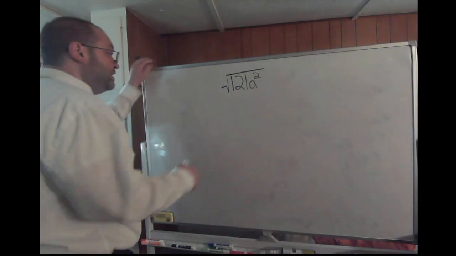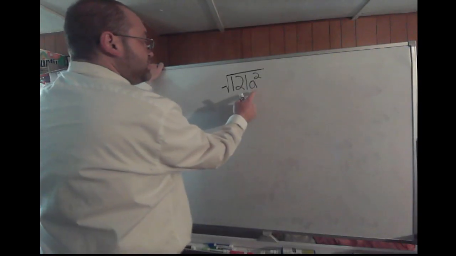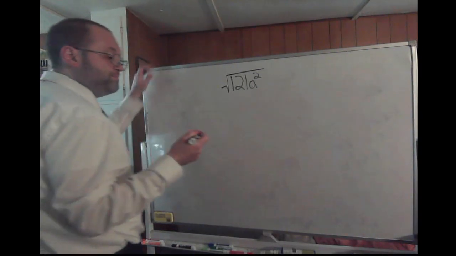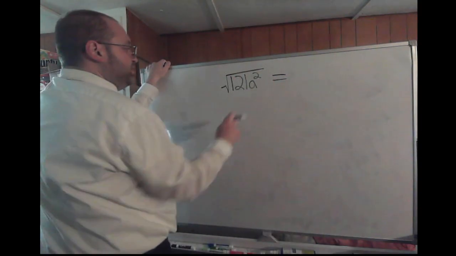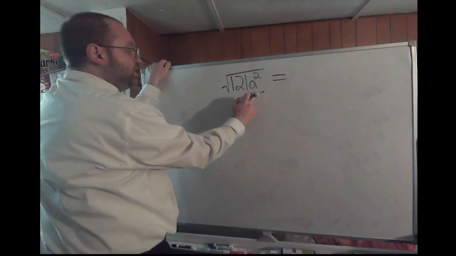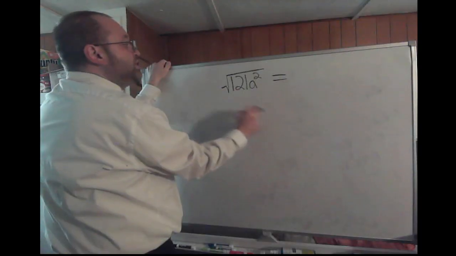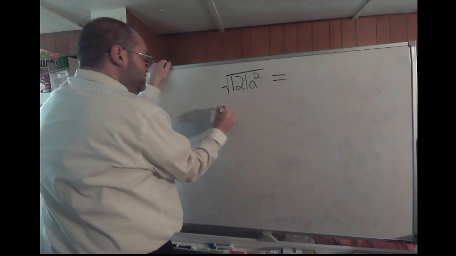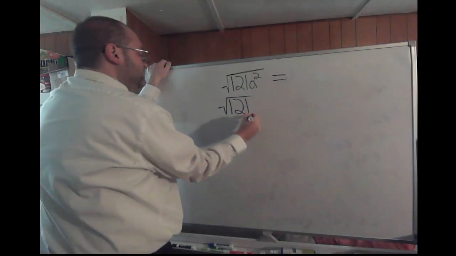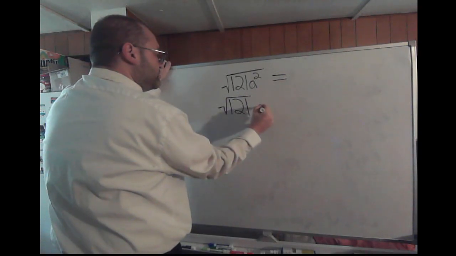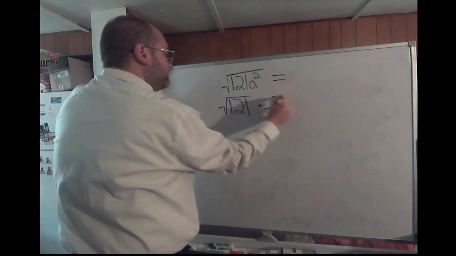So here we see the square root of 121a squared. Well, kind of like from yesterday's lesson, you have two factors being multiplied. You have the 121 and then you have the a squared. So we can start by separating those into their own square roots. You could separate it into the square root of 121 times the square root of a squared.